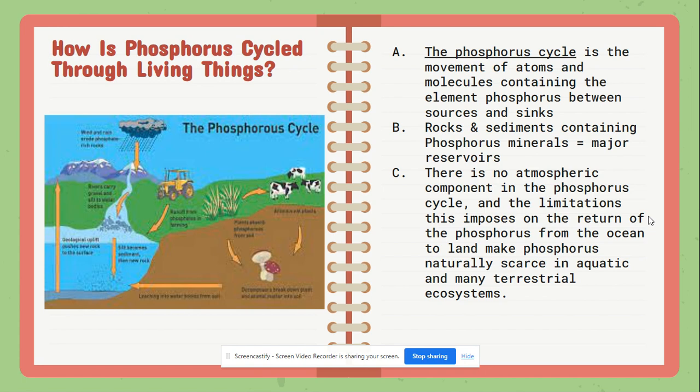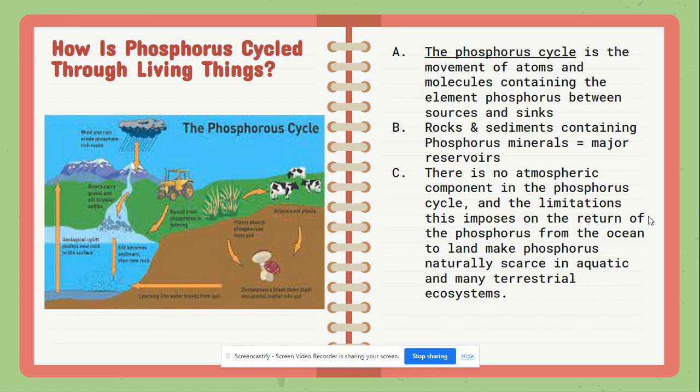We're going to have sources, or places where phosphorus is released, versus sinks, which are places where phosphorus is going to be stored. Some of the major reservoirs of the phosphorus cycle are going to be rocks and sediments. Rocks and sediments contain minerals of phosphorus, and that's our main place where we tend to see phosphorus stored for long periods of time. Now, the phosphorus cycle is really unique in that it doesn't have an atmospheric component as our carbon, water, and nitrogen cycles do.